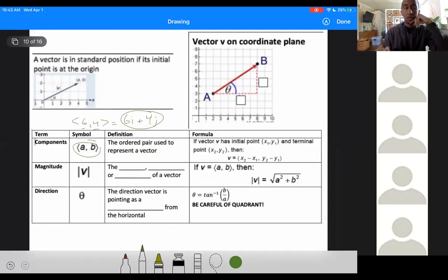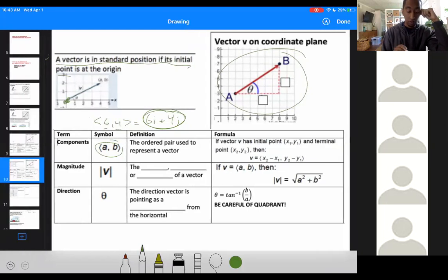A vector is considered in standard position if its initial point is at the origin. So if the initial point is at the origin, it's in standard position. This one is not in standard position. It has to start at the origin to be considered standard position. So make sure you write down the 6i and the 4j. That's going to come up in the practice today.